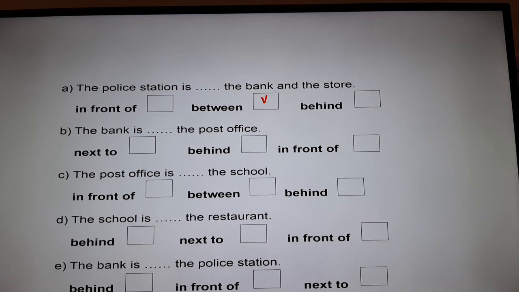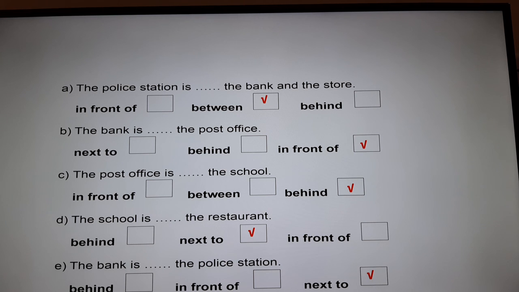Then for B, the bank is, so what did you choose for this one? In front of the post office. Then C, the post office is behind the school. Then D, the school is next to the restaurant. And E, the bank is the police station. So we say next to, again, the police station.